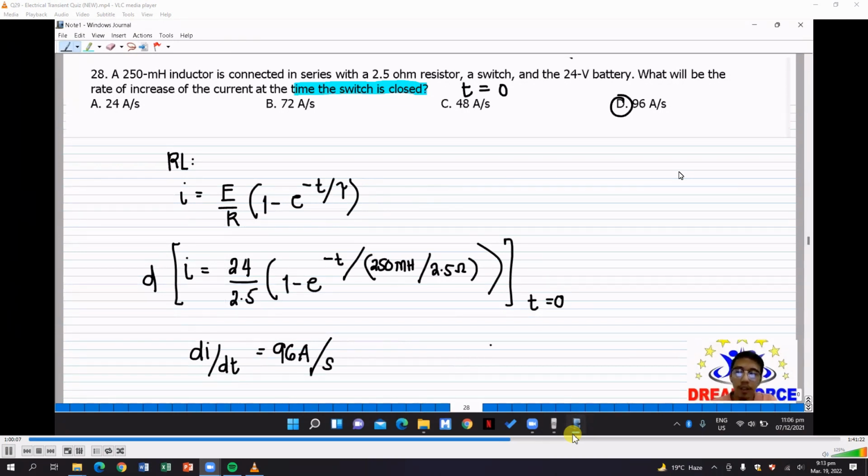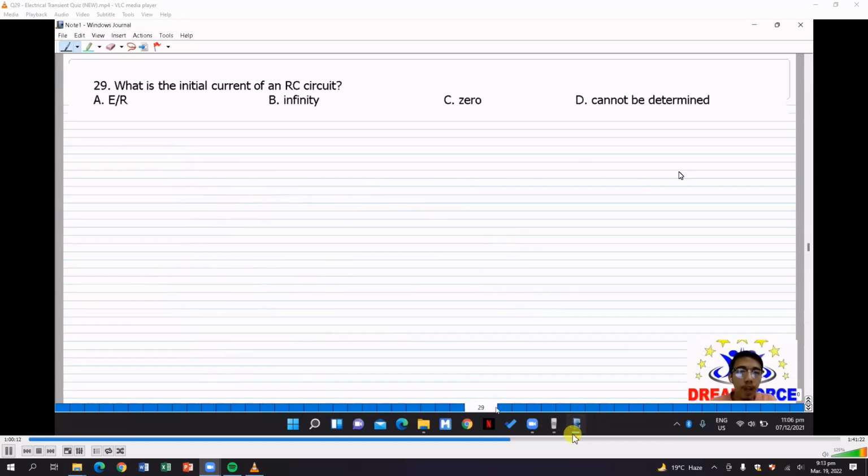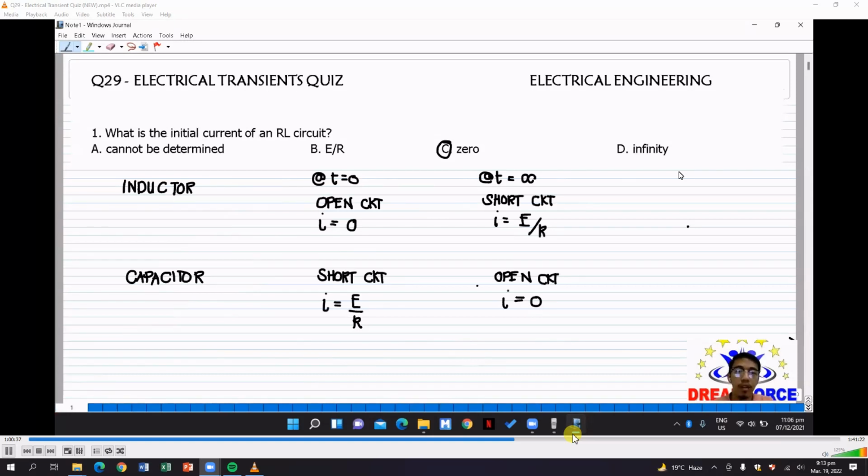Okay, next, number 29. What is the initial current of an RC circuit? Again, initial current, that is T equals 0. So it acts as a short circuit pagka initial condition, so that is maximum. Letter A. So di ba yung number 1 natin kanina ang dami ng narating? Ito, ang dami nating nasagot na objective dahil dito.